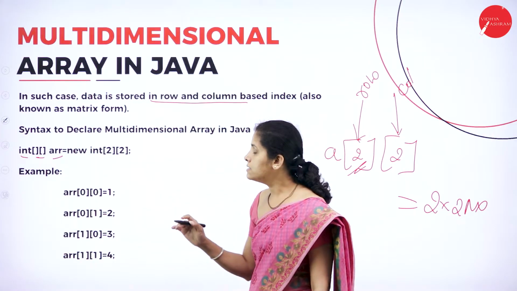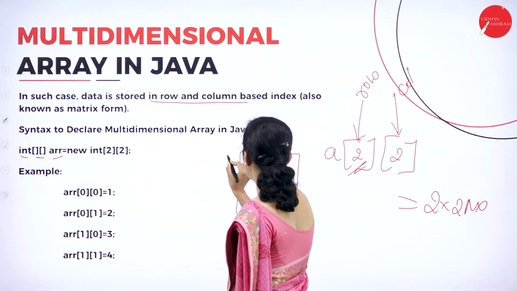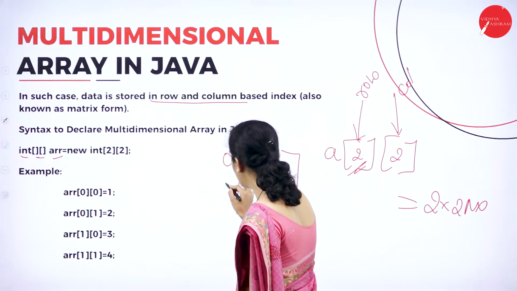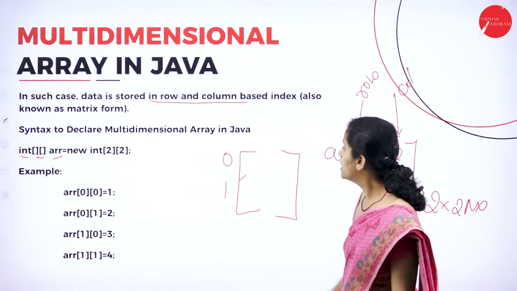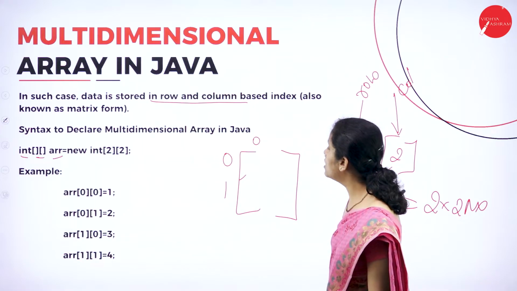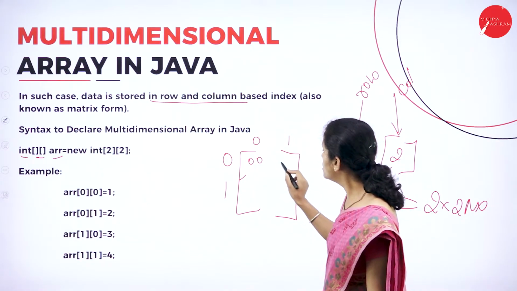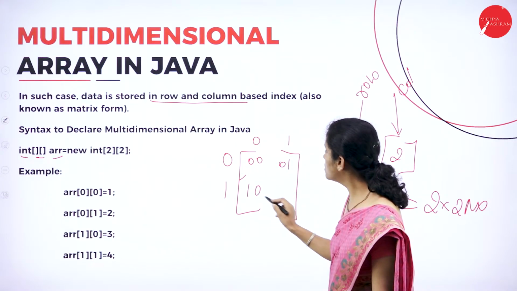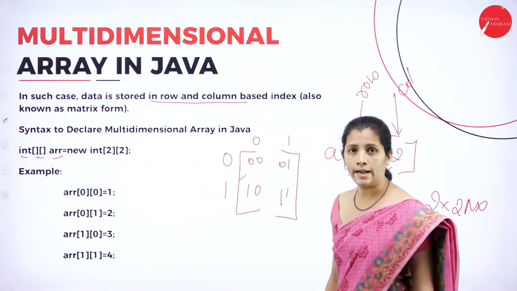And if I consider a 2 cross 2 matrix, then I'm having the 0th row and the first row. And I'm having the 0th column and the first column, and 0,0, 0,1, 1,0 and 1,1. So this is the index of my matrix.